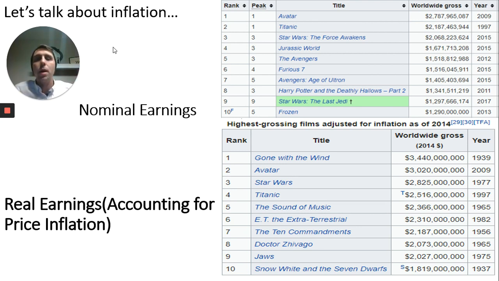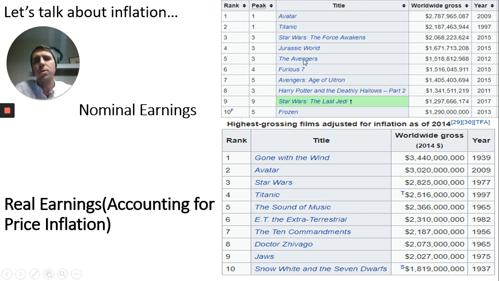Now, an example I use every year when I talk about this is the difference between nominal earnings and real earnings for movies. So if I were to look at the top 10, just for those of you who did not have me last year, if I were to look at the top 10 highest grossing films of all time, these are films that made the most money. You can look and see, okay, we've got Avatar, Titanic, Star Wars, Jurassic Park.